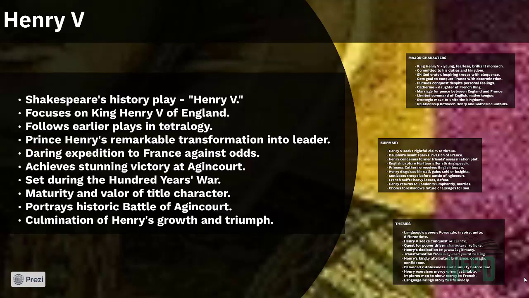In Henry V, the once wild and undisciplined young prince has matured into a valiant leader. He sets forth on a daring expedition to France, despite being vastly outnumbered, and achieves a stunning victory over the French forces at the historic Battle of Agincourt.